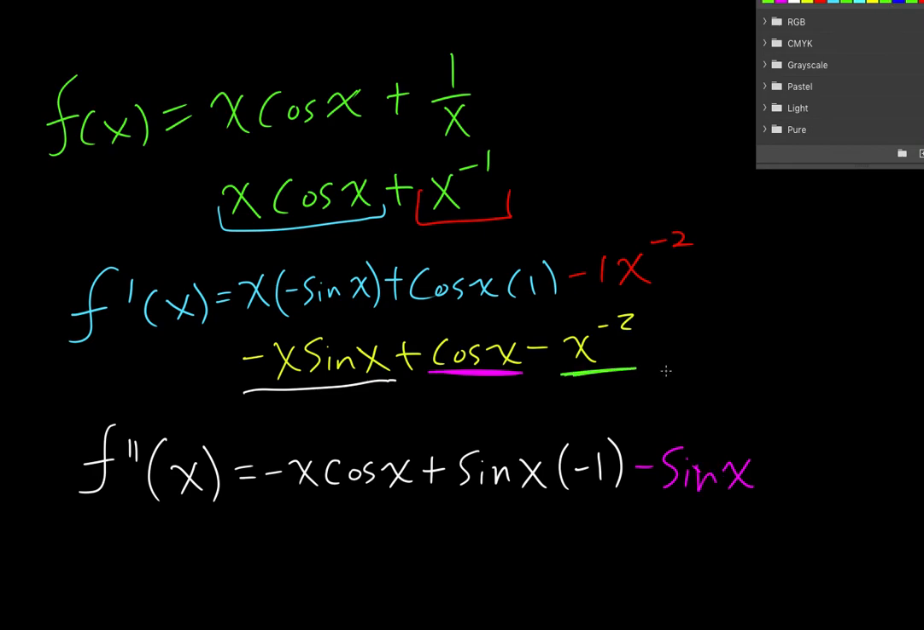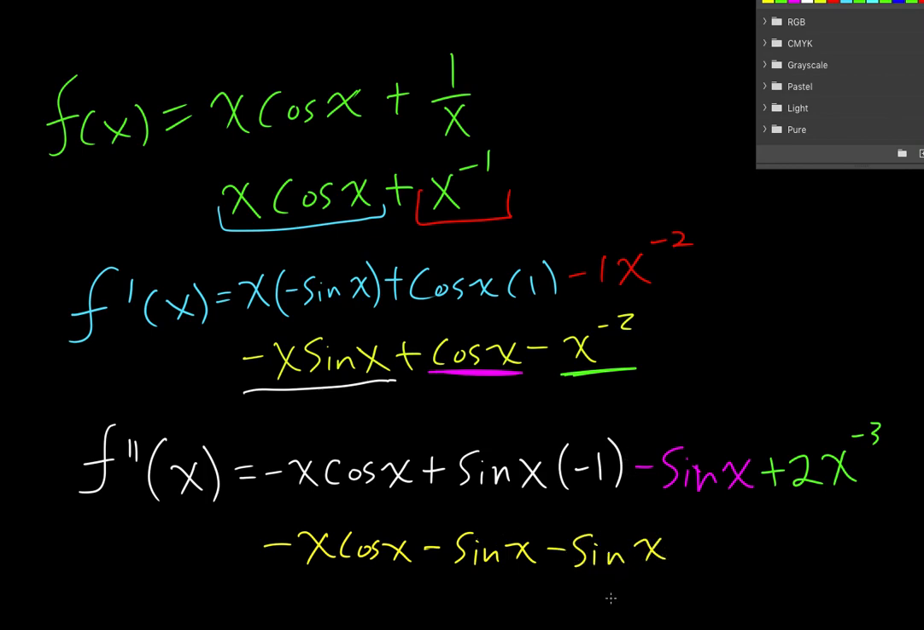And now we're going to take the derivative of this. So we bring down the negative 2, so that becomes positive 2. Then we get x to the negative 3. If you want to leave your answer there, you can. I'm going to simplify it just a little bit. So I have negative x cosine x. That looks fine. This is negative sine x. I might use that negative 1. And then we have negative sine x. And then plus 2 over x cubed.